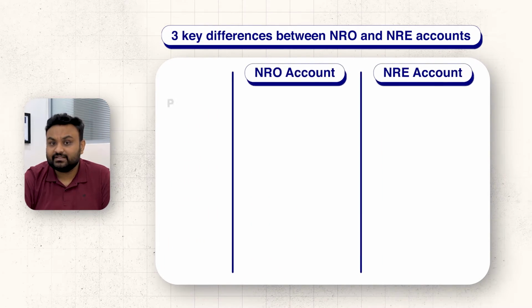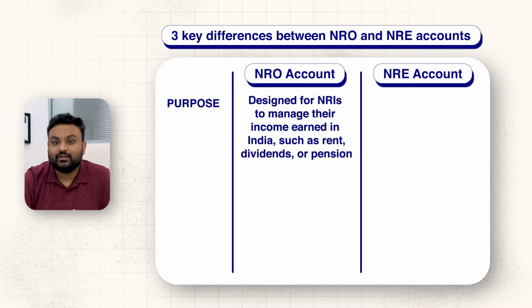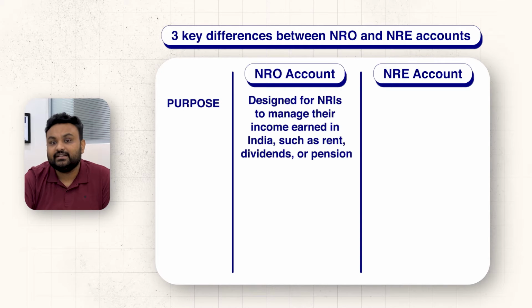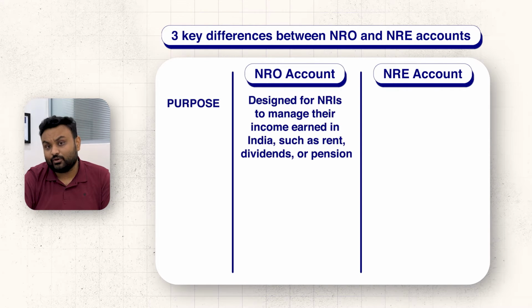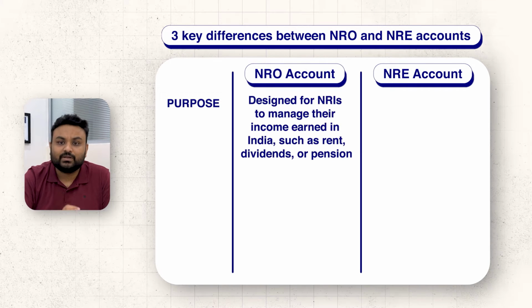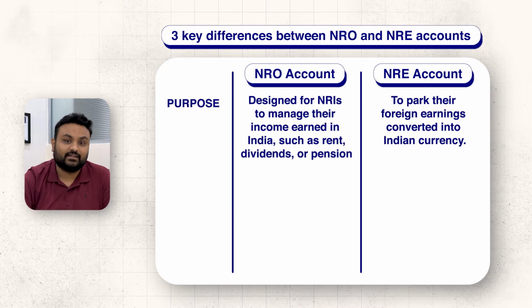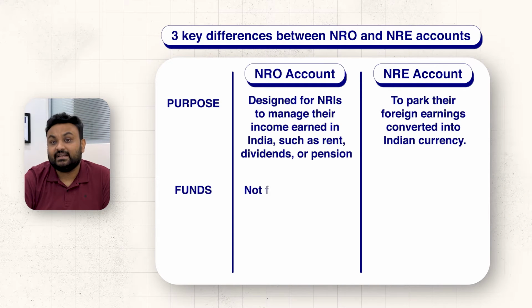The first key difference is the purpose of the account itself. The NRO account is designed for NRIs to manage their income earned in India, such as rent from a property, dividends, or pensions. While the purpose of an NRE account is primarily for NRIs to park their foreign earnings converted into Indian currency.